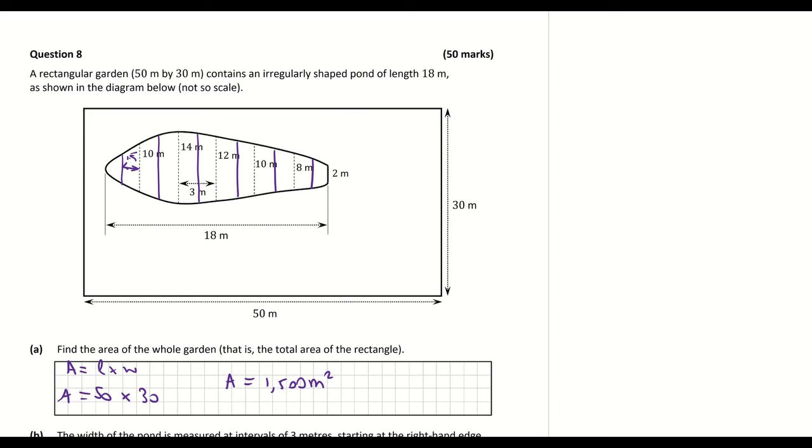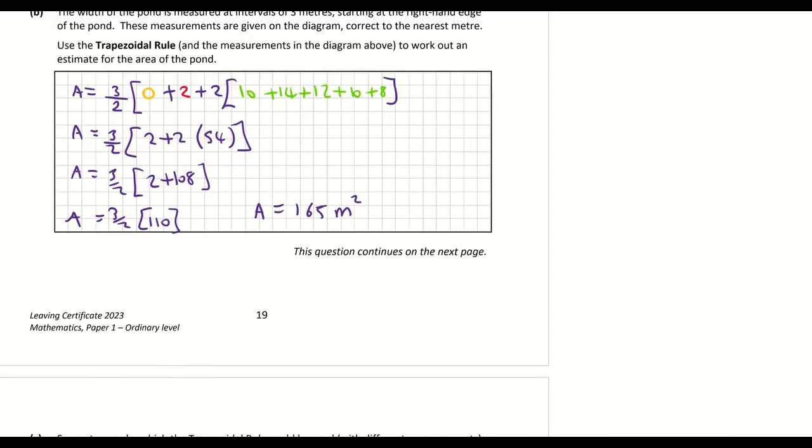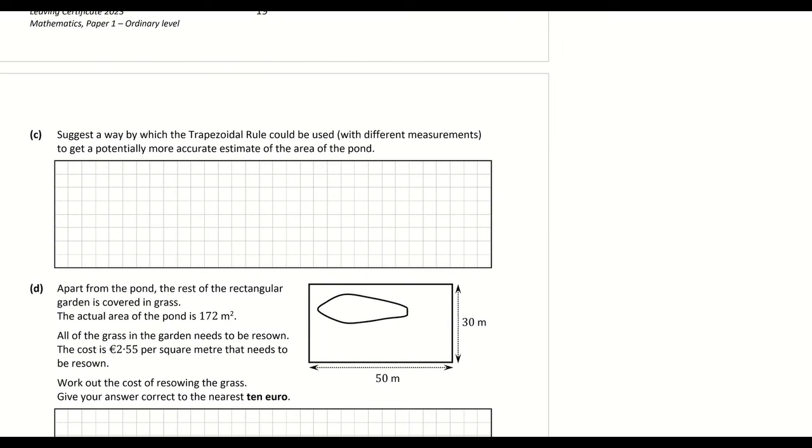In other words, the smaller the distance between the intervals, so the h is what it's called. So if we reduce the value of the h, the more accurate. So I'm just going to say reduce the interval spacings. That is, i.e., reduce the value of h from the formula.